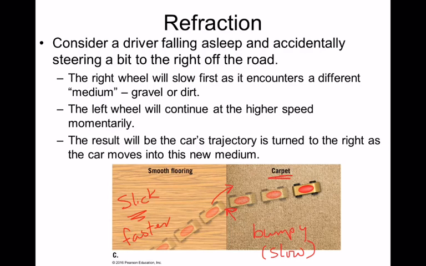And I think this thing up here says the scary version: if you fall asleep at the wheel and you go from your nice smooth pavement onto gravel, of course your car is going to slow down on the gravel, and so your right wheel is going to slow down and your left wheel is going to keep going fast. That's why, just momentarily, you're going to change your trajectory. Then you'll all be on gravel, then grass or whatever. So it's that same sort of phenomenon. That's refraction, changing medium.